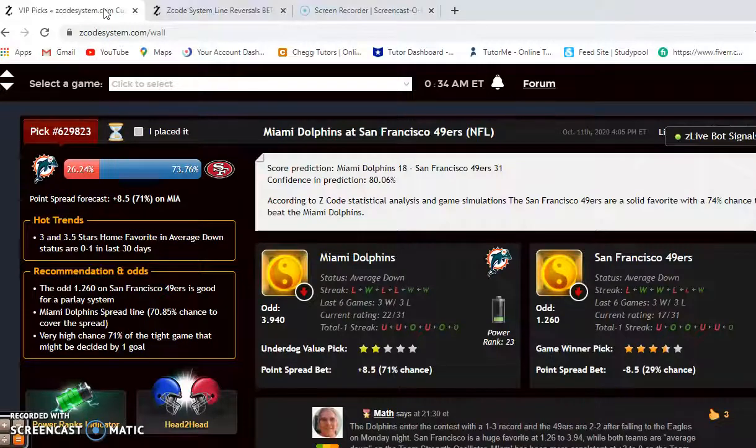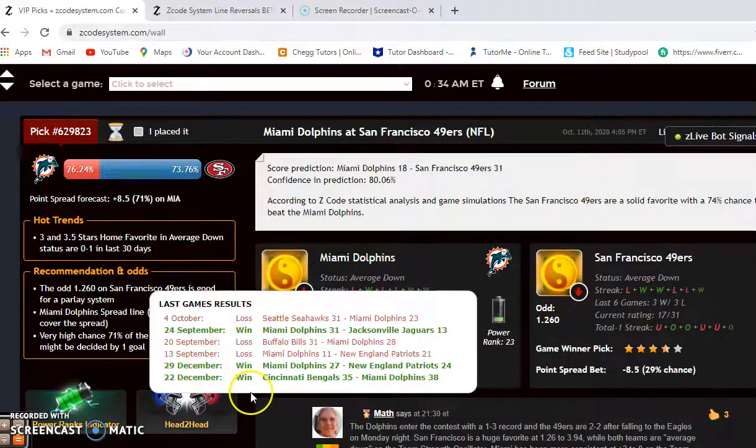The Dolphins are average down at the moment. They enter with a 1-3 record. And the 49ers similarly are average down at 2-2. But you can see the 49ers are coming in as a huge favorite at 1.26 odds to 3.94.